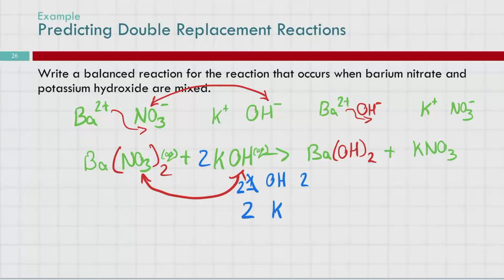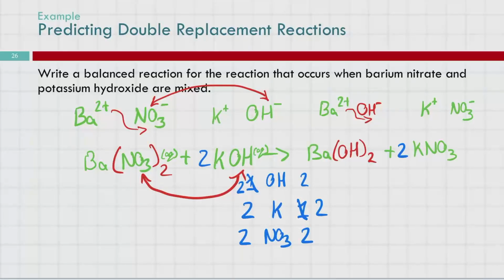So K, we've got 2 on the left. We've got 1 on the right. That's not balanced. We need a 2 in front of our KNO3 on the right side. That will get us up to 2 Ks on the right side. So that's balanced. What are we balancing next? Nitrate. We're balancing nitrate because we just changed the amount of nitrate that we have. So looking at our NO3, we've got 2 on the right side because of our new coefficient of 2. And look at that, we've got 2 on the left side because of the subscript of 2 outside of our NO3.